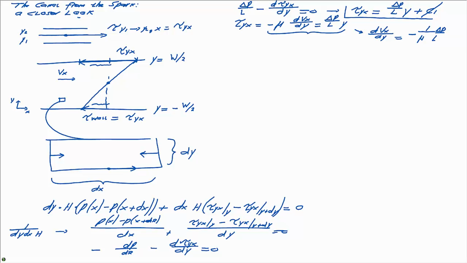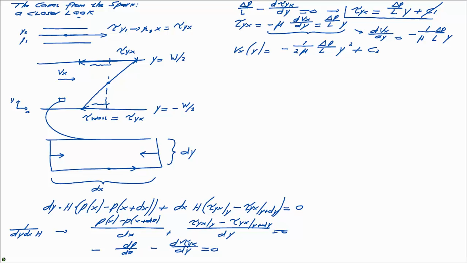dp over L y. Then we integrate, leaving Vx of y as minus, and then we get a half from the y, times dp over L, and it becomes y squared here, plus again an integration constant, C2 in this case.